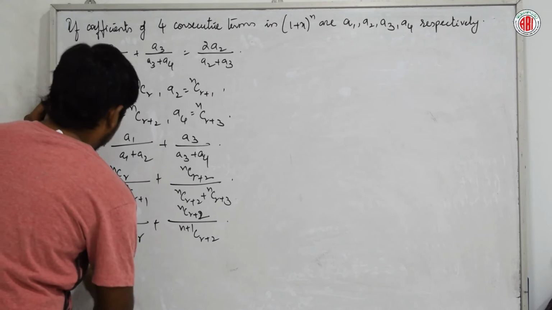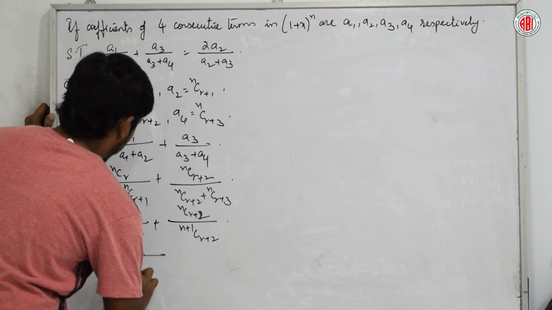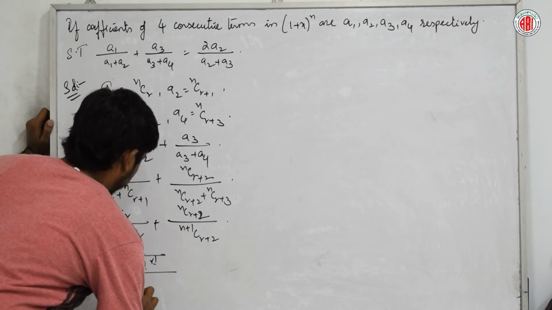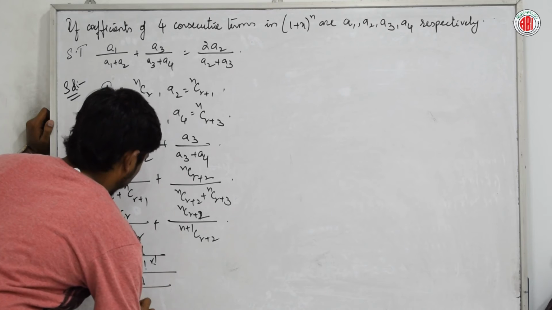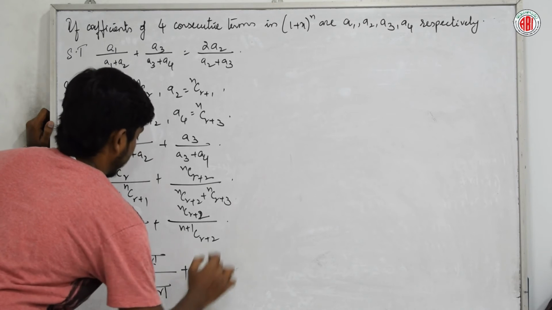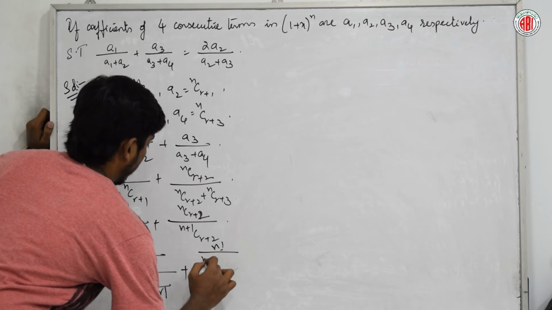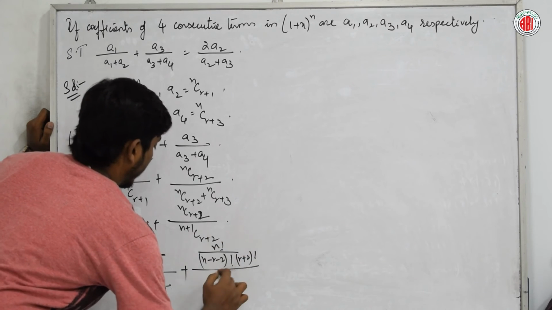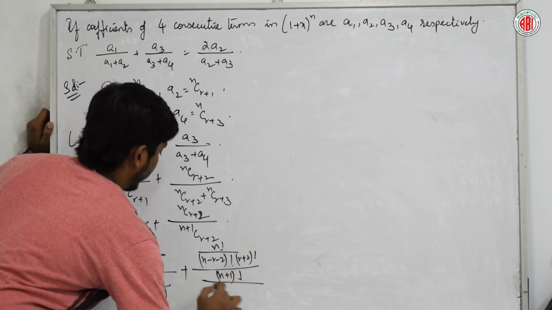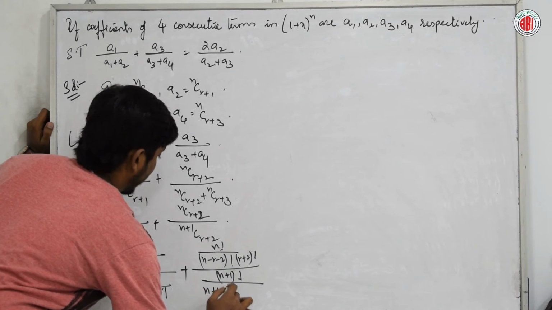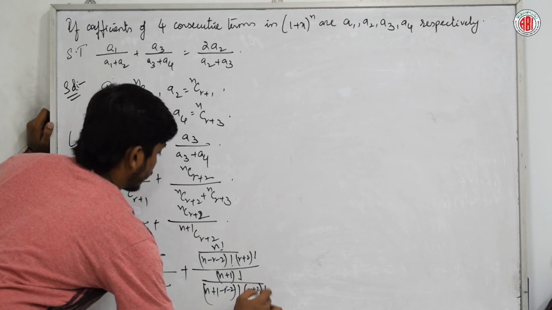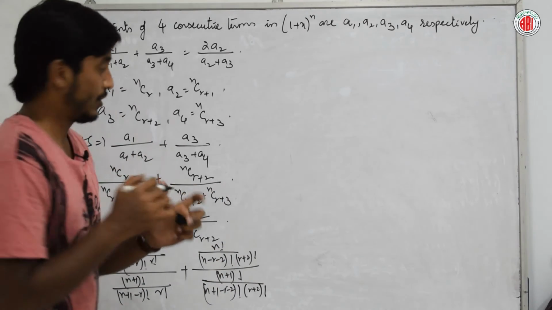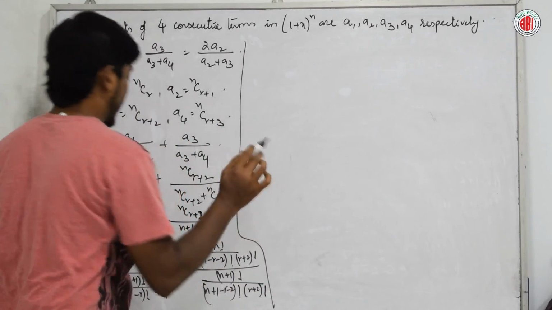Yes. Now let me write this as n factorial by n minus r factorial into r factorial divided by, here it is n plus 1 factorial by n plus 1 minus r factorial into r factorial, plus n factorial by n minus r minus 2 factorial into r plus 2 factorial divided by, here also n plus 1 factorial divided by n plus 1 minus r minus 2 factorial into r plus 2 factorial. Don't get confused here. If you want, we will check the terms again.